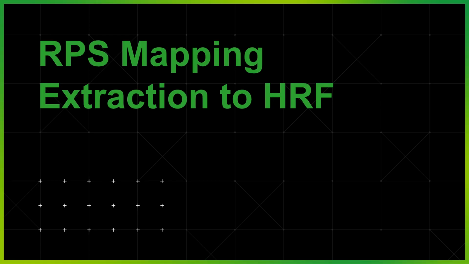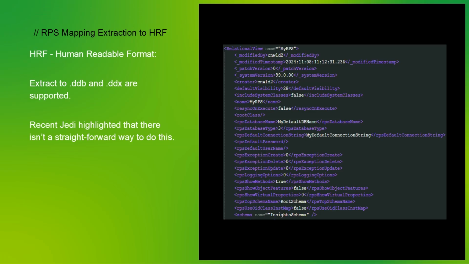Extracting RPS mappings in a human readable format. Now, we already support extracting to a DDB and DDX, but this slide idea came out of a Jade meeting where a recent Jade had requested there be a way to extract to a human readable format. We kind of do already provide a roundabout way of doing this. It's not ideal, but it's there, and I thought I'd share.